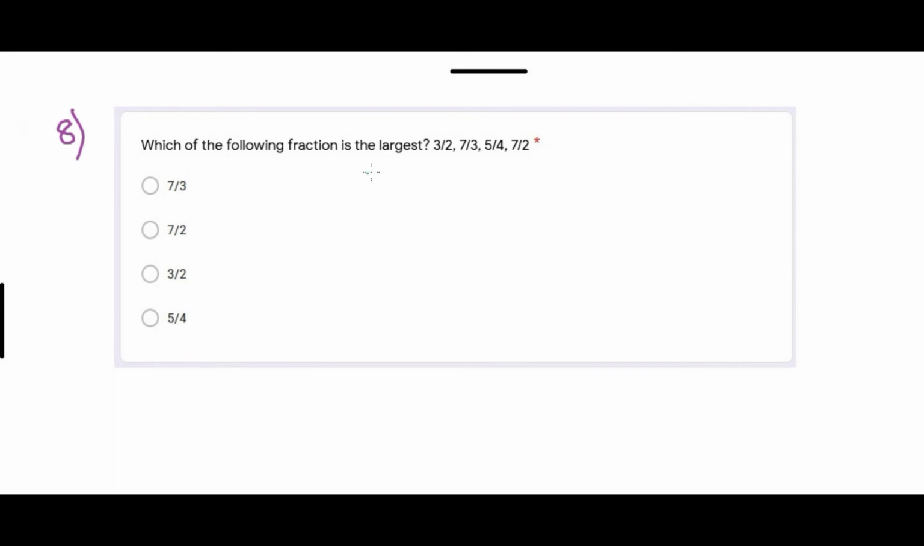Which of the following fractions is the largest? 3 by 2, 7 by 3, 5 by 4, and 7 by 2.